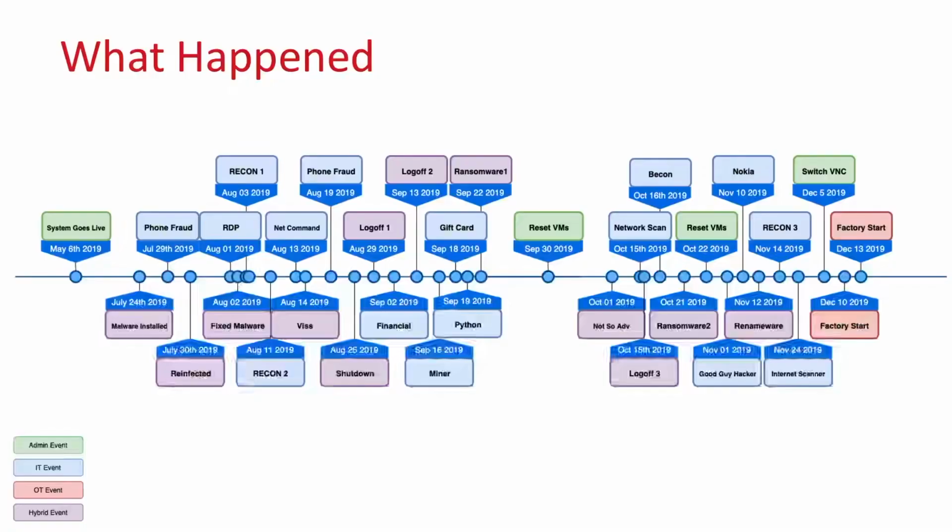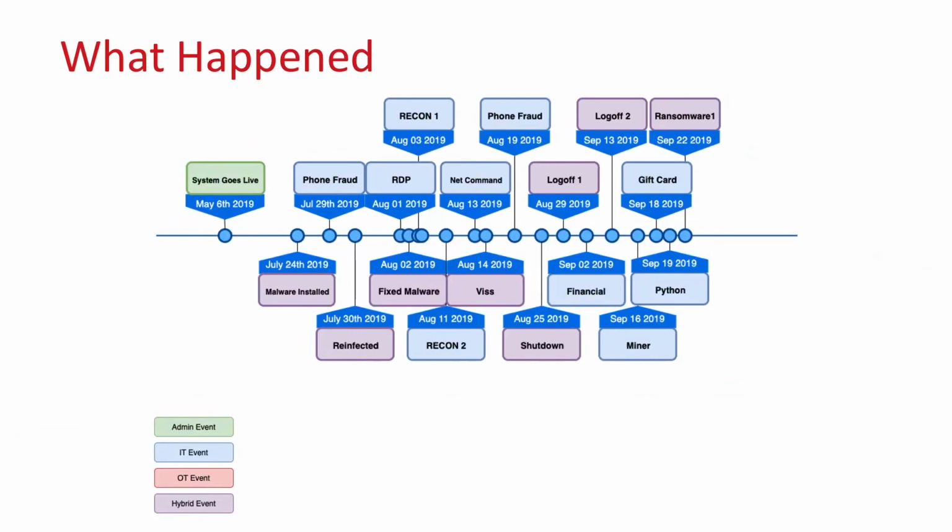So now we get to the fun stuff. What happened on our system? A lot happened, and you'll see that there's actually a couple gaps here. The first one being the time that we went live to the time that we had an attack. And then you'll also see a gap after the first ransomware attack that we had into resetting the virtual machines and going live again. So we're going to break these down into two larger sections: the section just after we started up until the reset, and then the section after the reset.